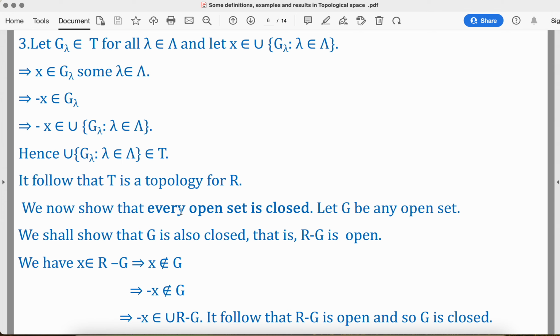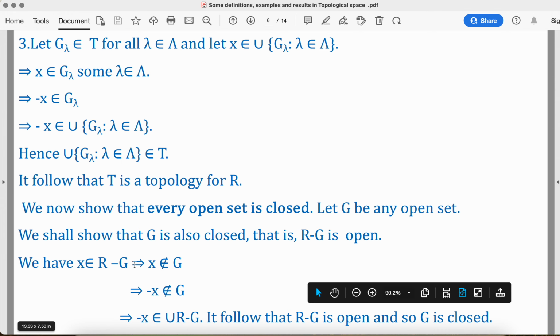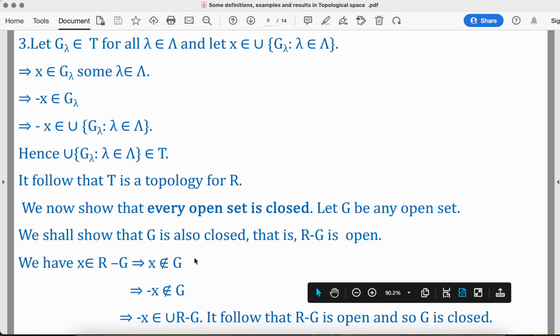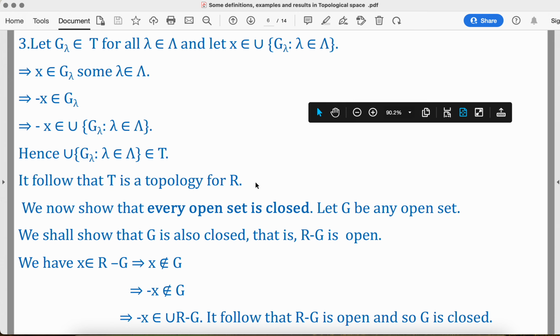Now we will show that every open set in this topological space is also a closed set. Suppose G is an open set. Now we will show that G is also closed. It means its complement is open, meaning R minus G is open. Suppose X belongs to R minus G. It means X does not belong to G. It means minus X also does not belong to G, because we have assumed that if X belongs to G, then minus X also belongs to G. But because X does not belong to G, therefore minus X does not belong to G.